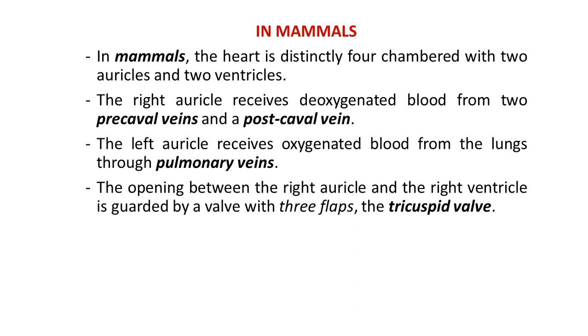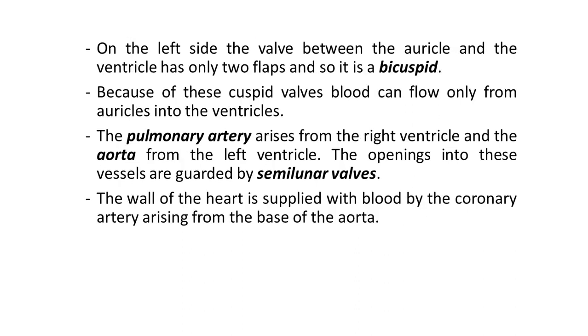The right auricle receives deoxygenated blood from two precaval veins and the postcaval vein. The left auricle receives oxygenated blood from the lungs through pulmonary veins. The opening between the right auricle and the right ventricle is guarded by a valve with three flaps. It is known as the tricuspid valve.